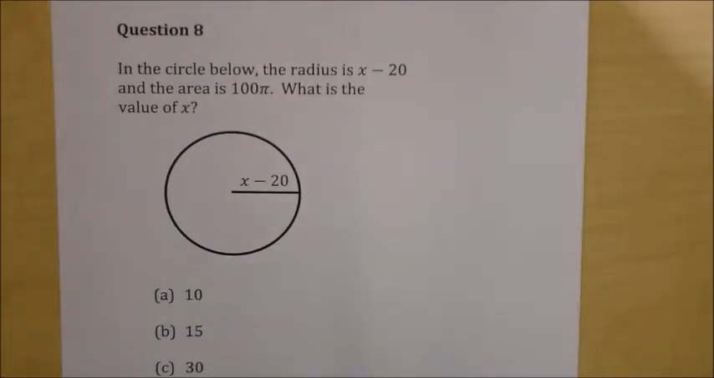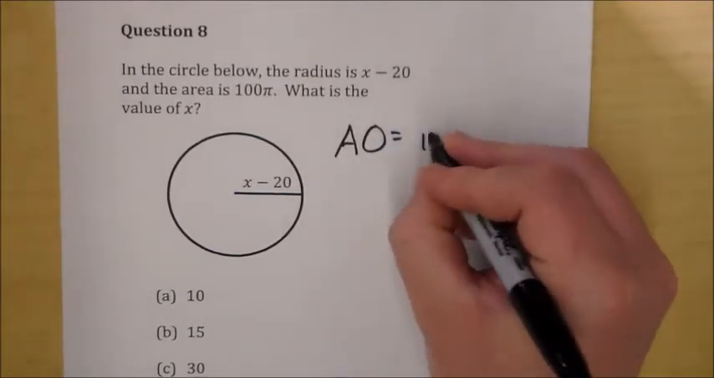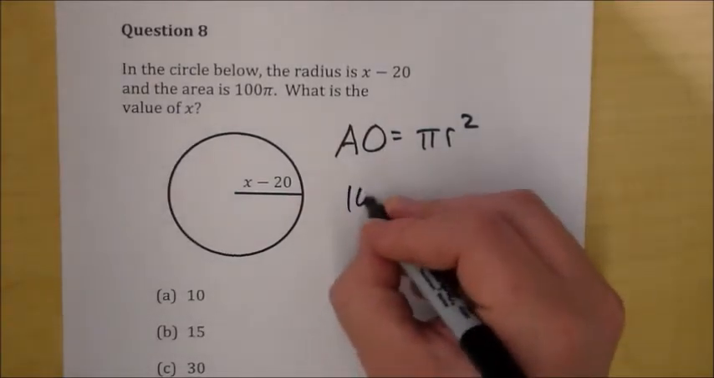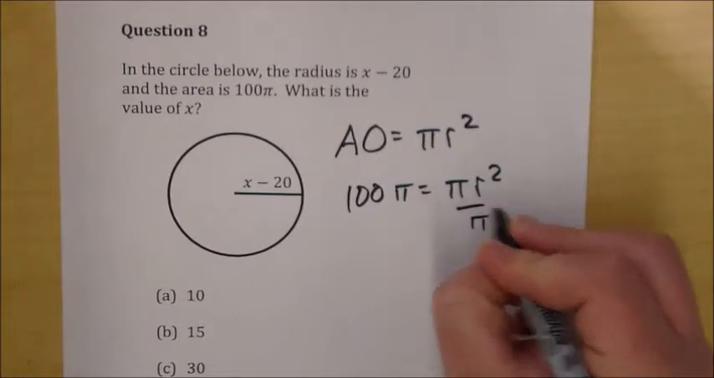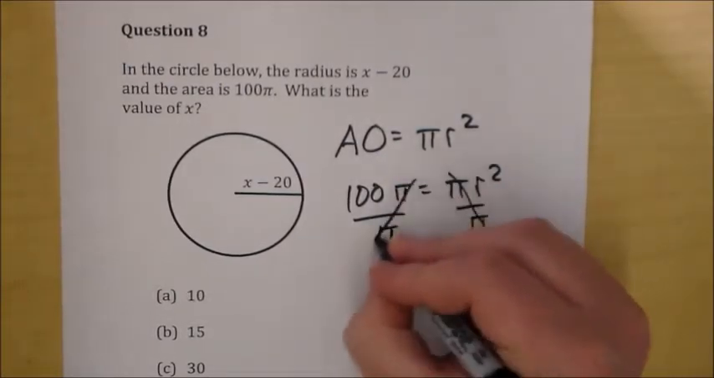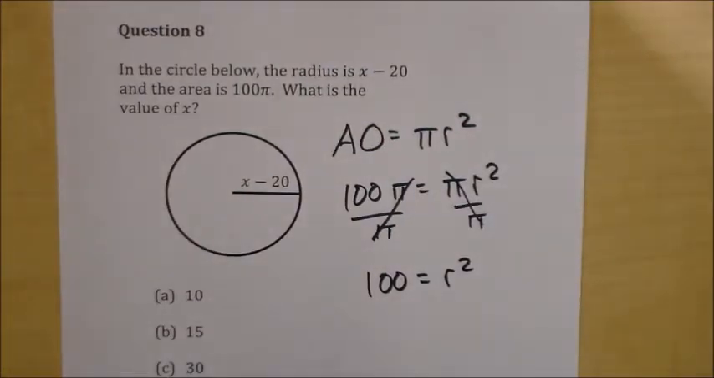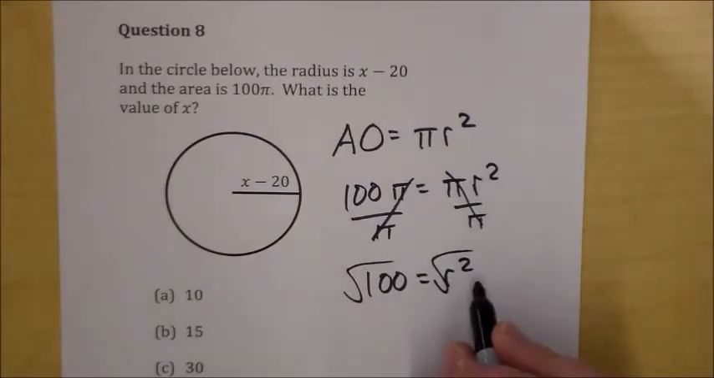On to question 8. In the circle below, the radius is x minus 20. That's familiar. And the area is 100 pi. That's a good area. What is the value of x? Well, we all know the area of a circle equals pi r squared. We're told the area is 100 pi, so that's going to equal pi r squared. Divide each side by pi. 100 will equal r squared. Why don't we just take the square root of both sides? We want to solve for r, so take the square root of both sides.